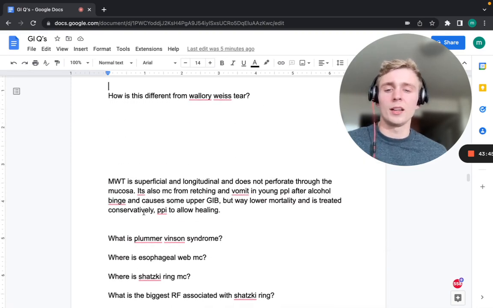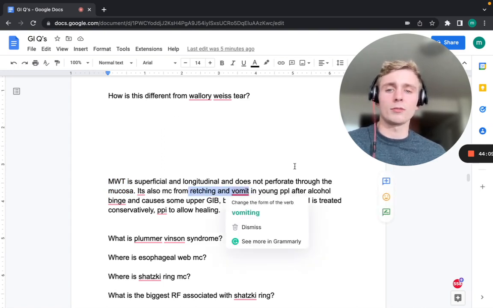Mallory-Weiss tear is going to be a superficial and longitudinal laceration in the area just proximal to the lower esophageal sphincter, and it does not perforate through the mucosa. The important difference is that Boerhaave's is a complete perforation through, and Mallory-Weiss tear is not. It's just a longitudinal laceration. It's also most commonly from retching and vomiting in young people after an alcohol binge.